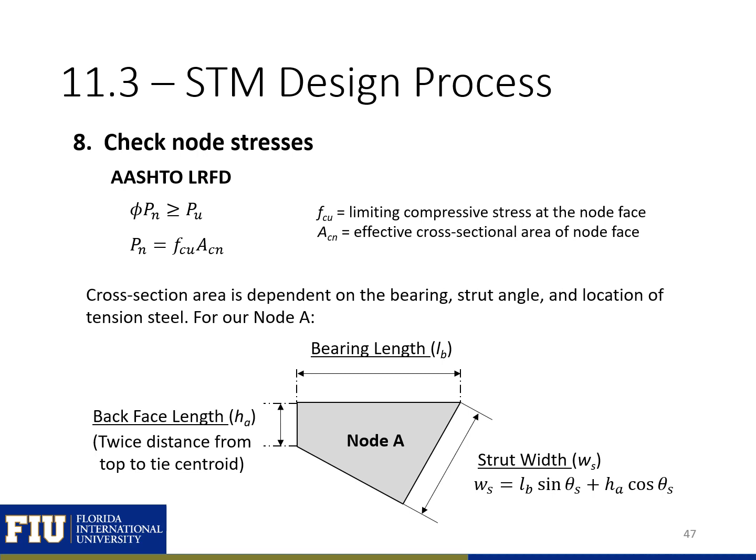Our next step is to check all of our node stresses in our non-smeared nodes. For each node, we need to make sure that our reduced strength is greater than our factored load, and our strength is made up of the limiting compressive stress at the node face. So this is dependent on our concrete strength and the area of each node face. And we're going to need to check the 3 different faces on each node. So we'll check our bearing face, our strut-to-tie interface, and our back face for each element.